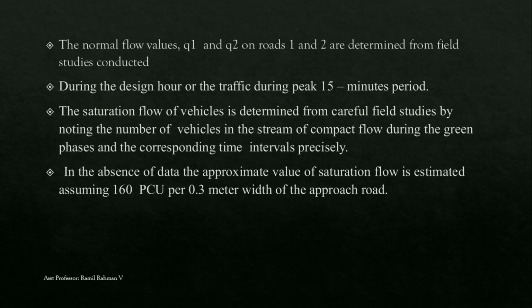The normal flow values, for example Q1 and Q2 on roads 1 and 2, are determined from field studies conducted during the design hours, or the traffic during the peak 15 minute period. The saturation flow of vehicles will be determined from careful field studies by noting the number of vehicles in the streams of compact flow during the green phase and the corresponding time interval precisely. In the absence of data, we can take an approximate value of saturation flow, estimated assuming 160 PCU per 0.3 meter width of the approach road.